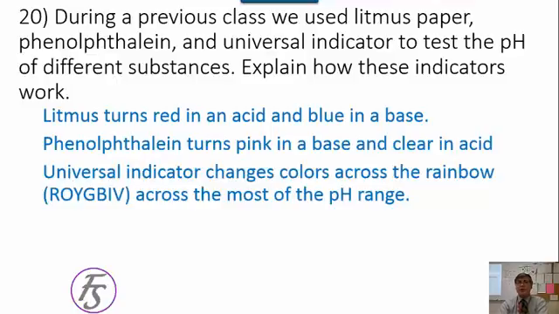Universal indicator changes across the whole colors of the rainbow. Roy G. Biv: red, orange, yellow, green, blue, indigo, violet. It's useful across almost the entire pH range. It's best if you have a color chart that you can look up the pH with.